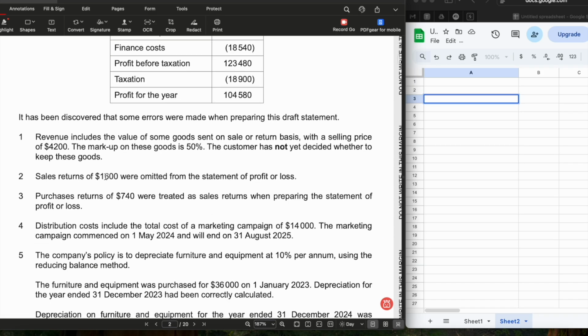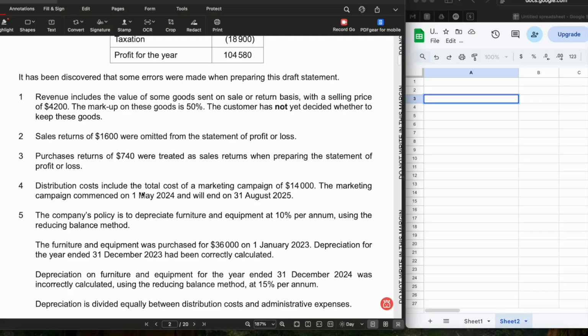Then sales return of 1,600 was omitted from the statement of profit and loss account. So we did not write sales return. Purchase return of 740 was treated as sales return when preparing the statement of profit and loss account. There was a purchase return, but we wrote that as a sales return. So we need to add it back to the sales and then we need to subtract it from purchases, 740.